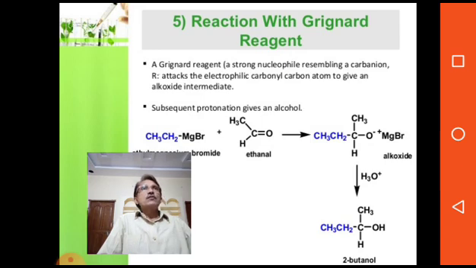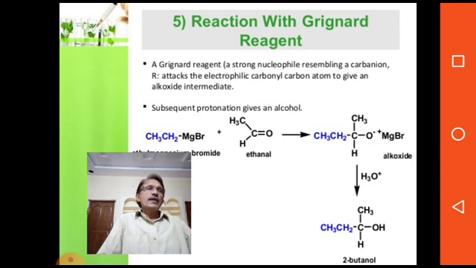This reduction is called Wolff-Kishner reduction. In Wolff-Kishner reduction, the CO group is converted to a CH2 group. That means the carbonyl group is reduced to a hydrocarbon. If acetaldehyde undergoes Wolff-Kishner reduction, it gives ethane. Why? Because CO is converted to CH2, so that acetaldehyde is converted to ethane.